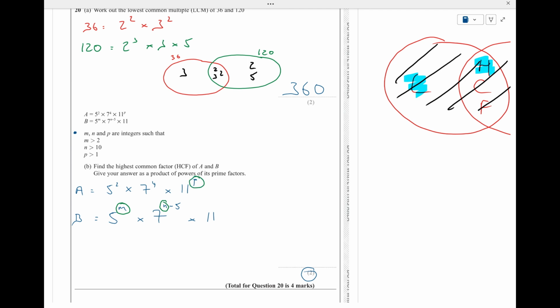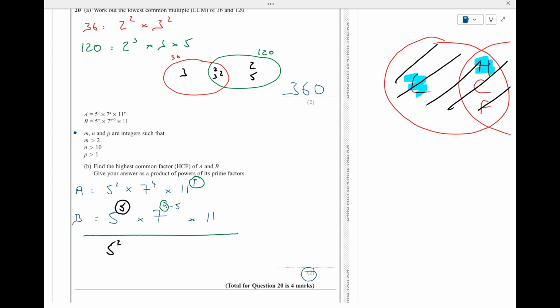Now, if you're finding the highest common factor, it's going to involve the lowest power of each of your factors. So you see, if it tells us that m is greater than 2, then let's say that was 5. Well, the highest common factor, the one that's in both, would be 5 squared, wouldn't it? It doesn't matter how high this is.